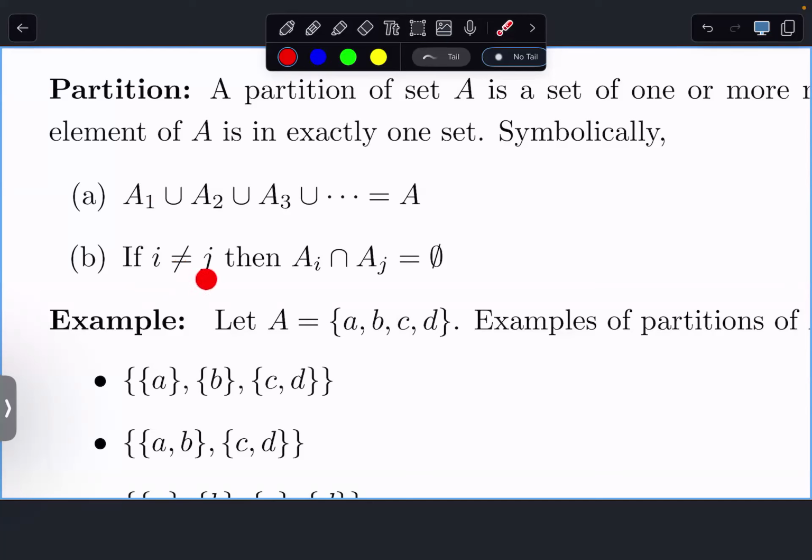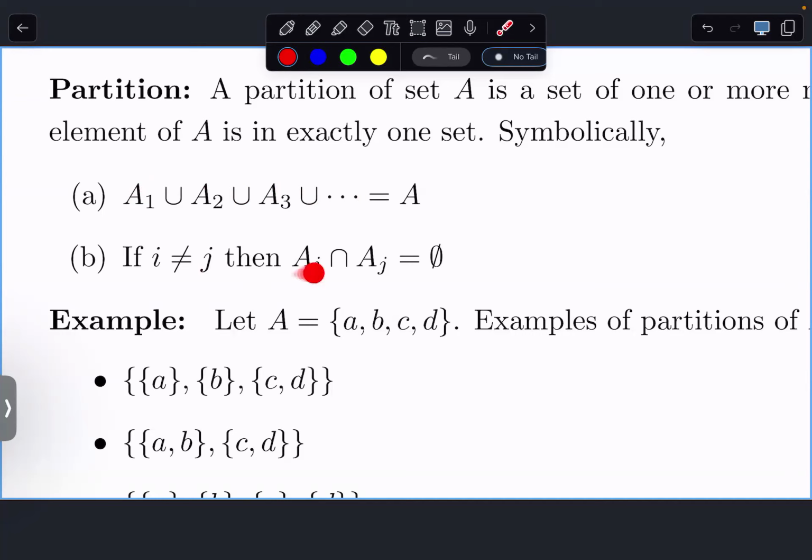If i is not equal to j, meaning that as long as I have different subscripts, that's all this is saying. So if i is not equal to j, then the intersection, that's from last week, right? The intersection of A_i and A_j has to be the empty set, because they can't have a shared element. Every element has to be in some partition of A, but you can only be in one partition.